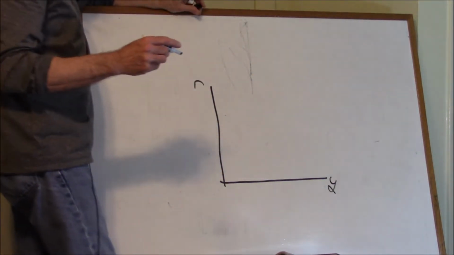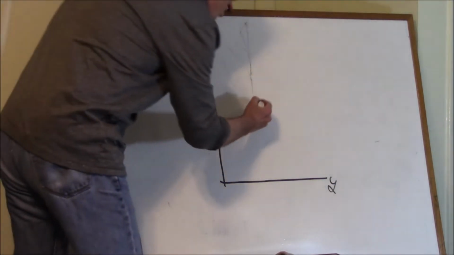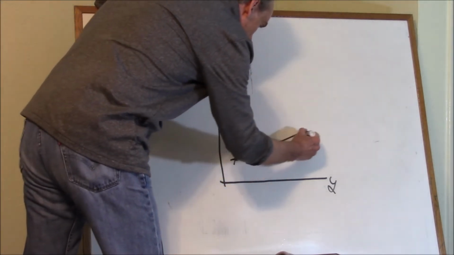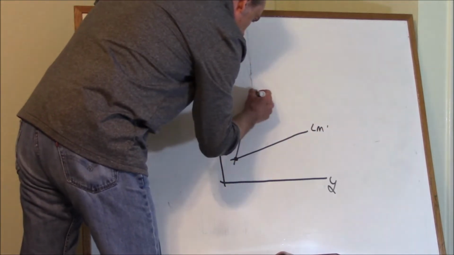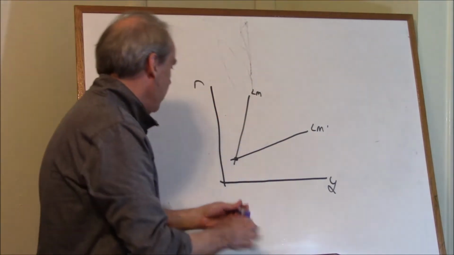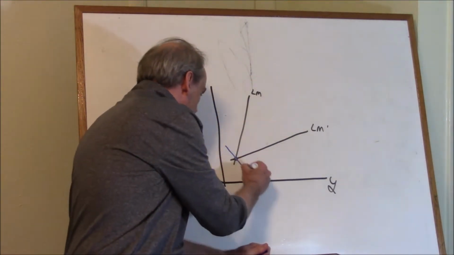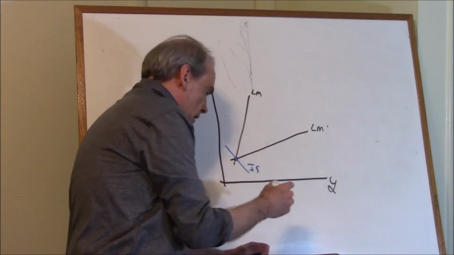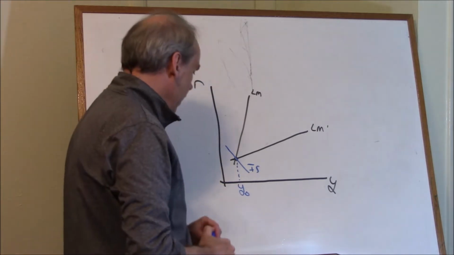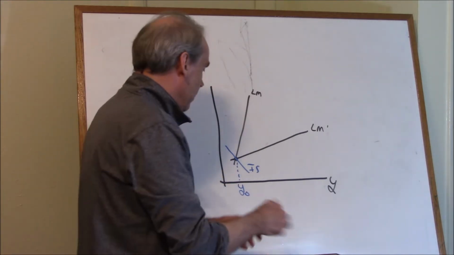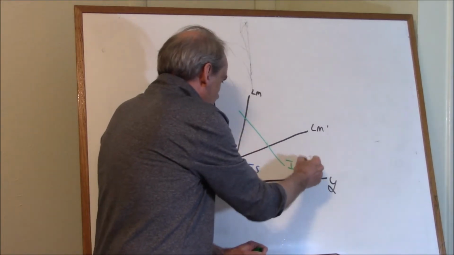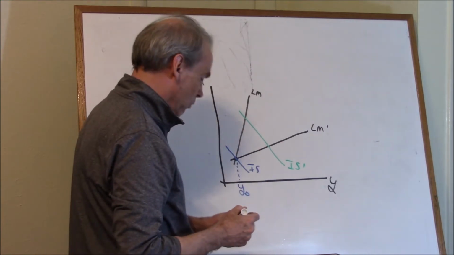And so what I want to do this time is I want to have a flat and a steep LM curve. Here's my steep one. There's my flat one. And we're going to have a fiscal policy stimulus. We're going to start here with a little tiny IS curve. So we start at y sub 0. So then we cut taxes or we increase government spending or whatever. So we have a parallel IS curve further out to the right.